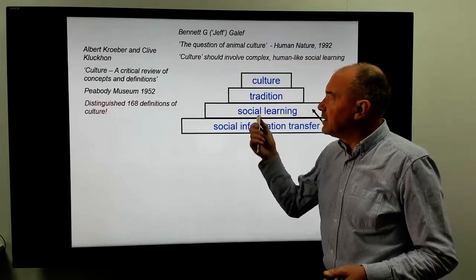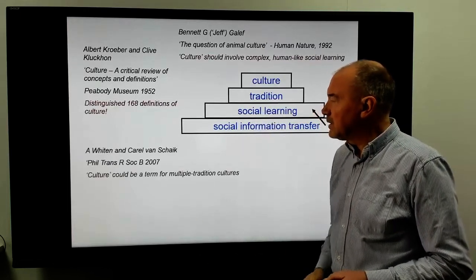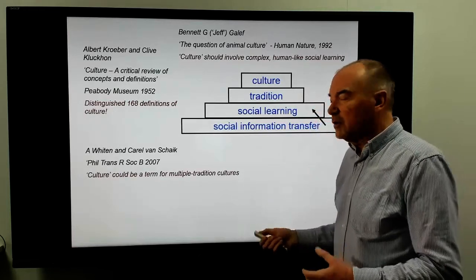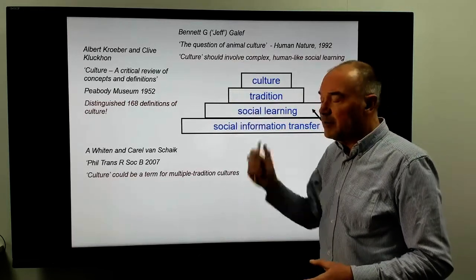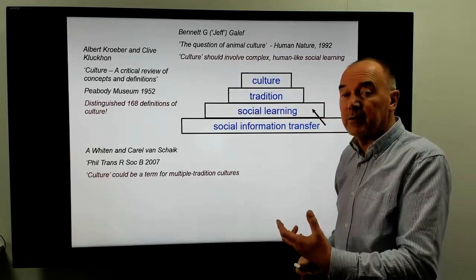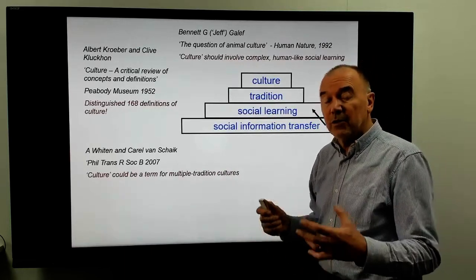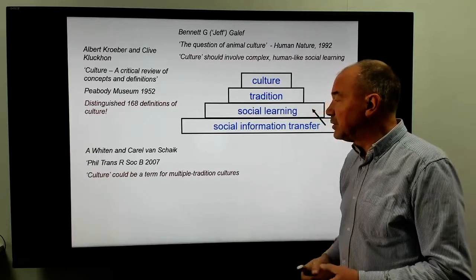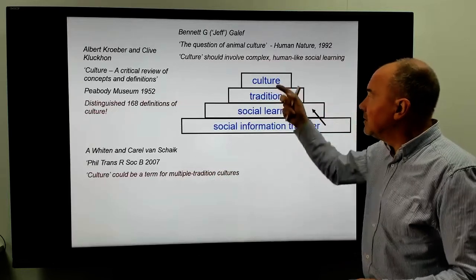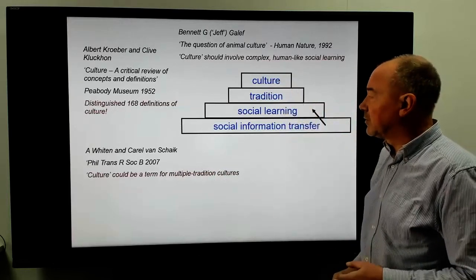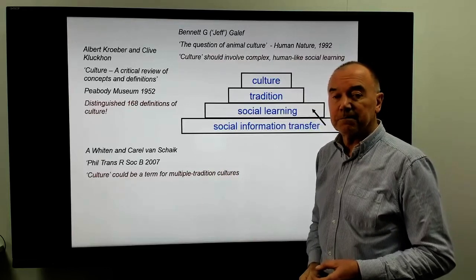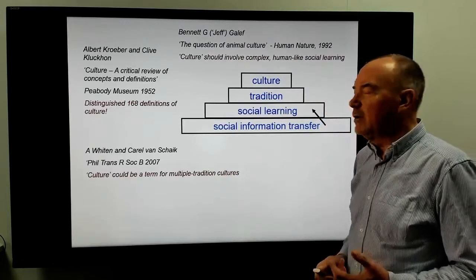I'll illustrate this point just with one more study, which is due to myself and Carel van Schaik, in which in a way we took the same attitude as Galef, but instead of asking for extra criteria in the social learning processes, we wanted to look at the pattern of traditions and suggested that culture might be usefully distinguished so that these words, as it were, do different jobs for us, culture as a term for multiple tradition cultures. We did that for two main reasons, I guess.